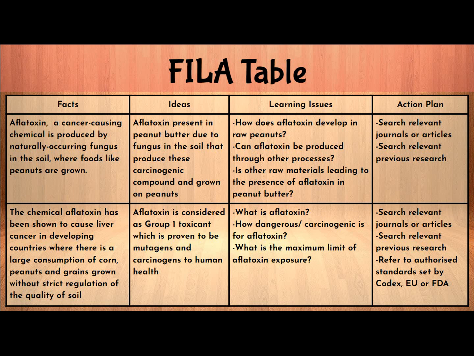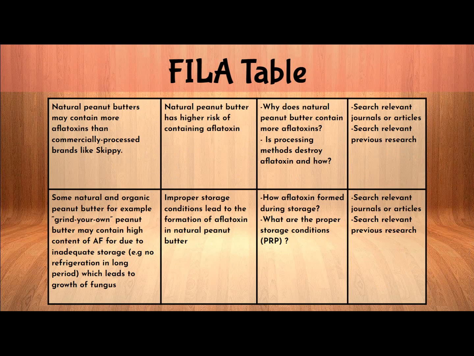As for the second fact, the chemical aflatoxin is shown to cause liver cancer. So our idea is aflatoxin is considered a group 1 toxicant, which is proven to be a mutagen to human health. And our learning issue is, is it dangerous? And what is the maximum limit of aflatoxin exposure? Our action plan is to do research of journals and refer to the authorized standards set by Codex, EU and FDA.